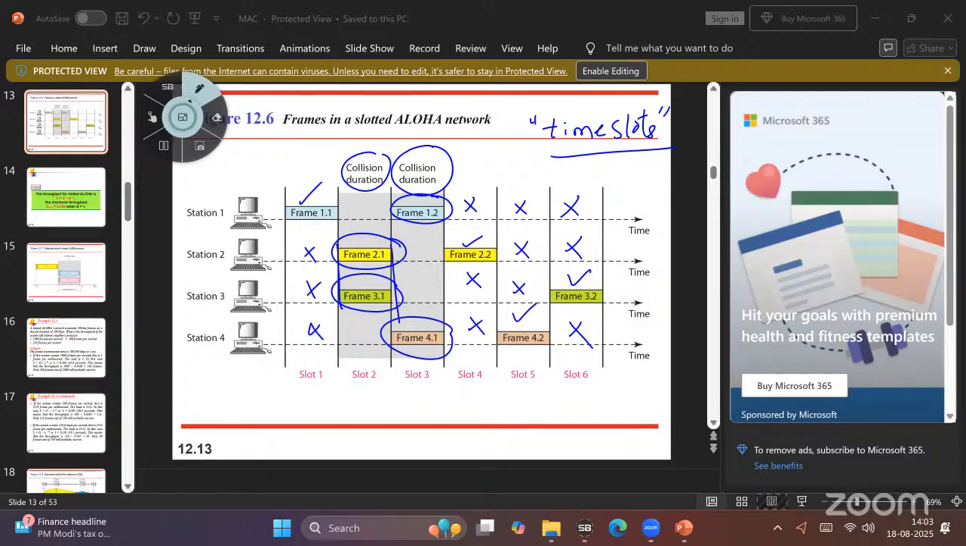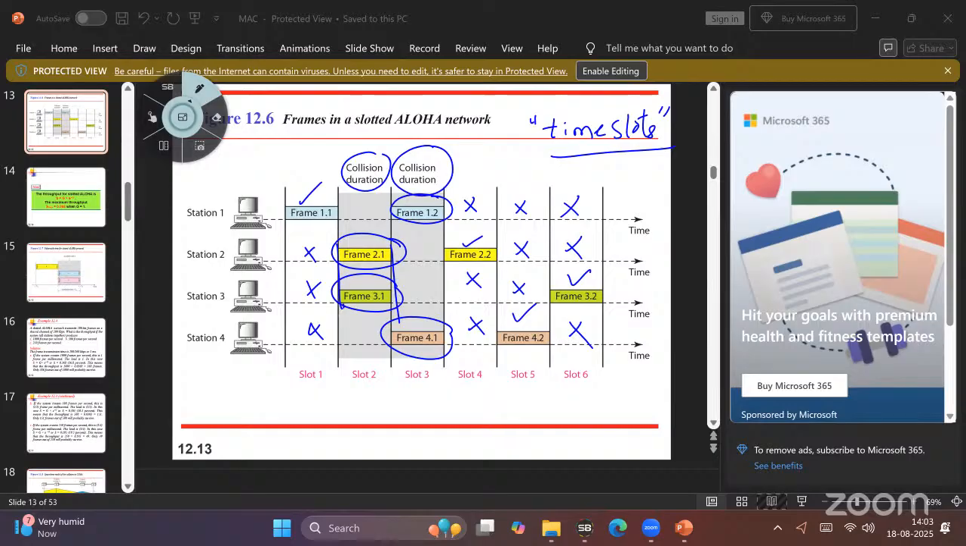But here, what will happen? At the same time they will be transmitted, so the collision will happen. So this is called slotted Aloha. Compared to pure Aloha, where there are no time slots and frames are transmitted randomly, here they are transmitted according to the time slot. If it is the same time, a collision will happen. In pure Aloha there is no time slot, so the remaining frames are transmitted.